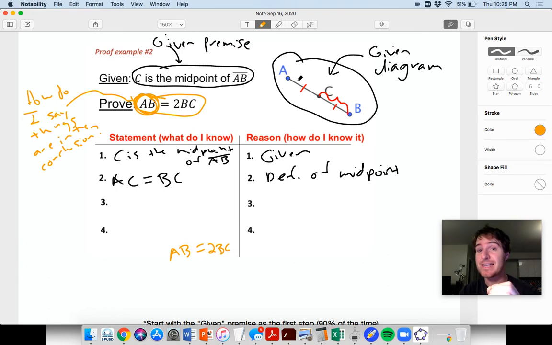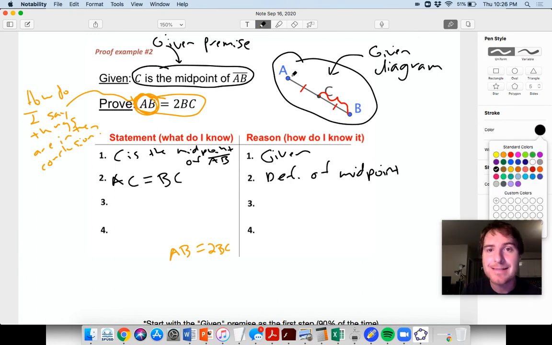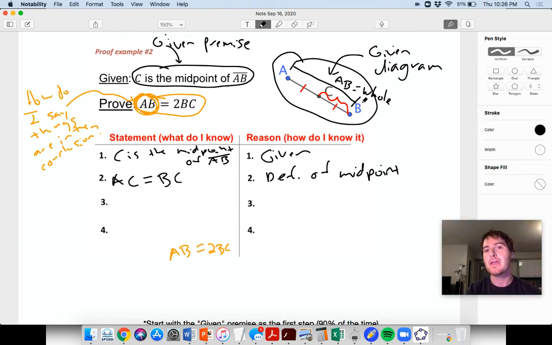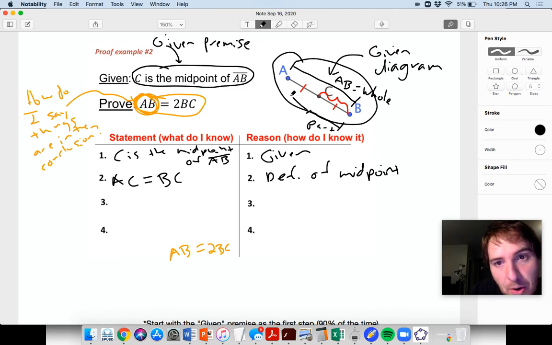Here's where your given diagram comes into play. So here, we followed our given premise. We ended at a dead end. There's nothing else we can say right here. We shift our attention to the given diagram up here. And what we're going to do is realize that there is something we can say about this distance here. This is AB, and AB is the whole segment. The length of AB represents the length of the whole segment. How does the whole relate to its parts? Because this part is length BC, and this part is length AC. Well, how does it relate?